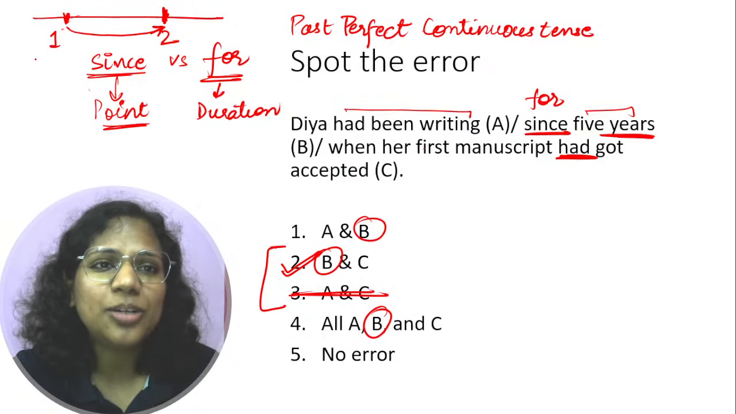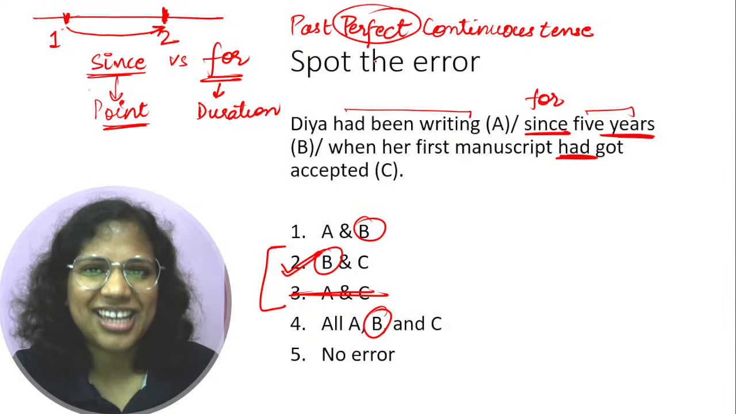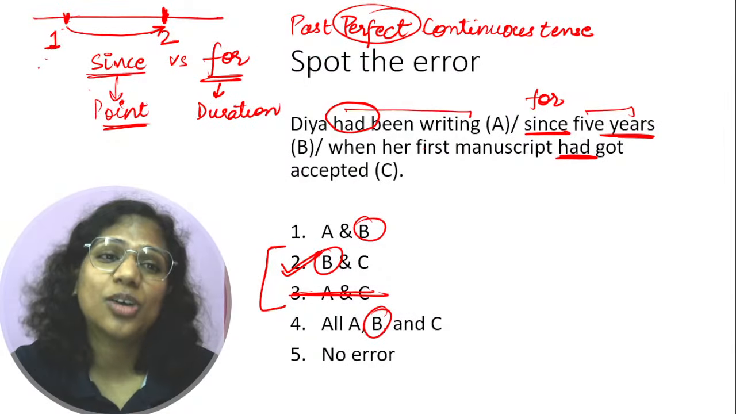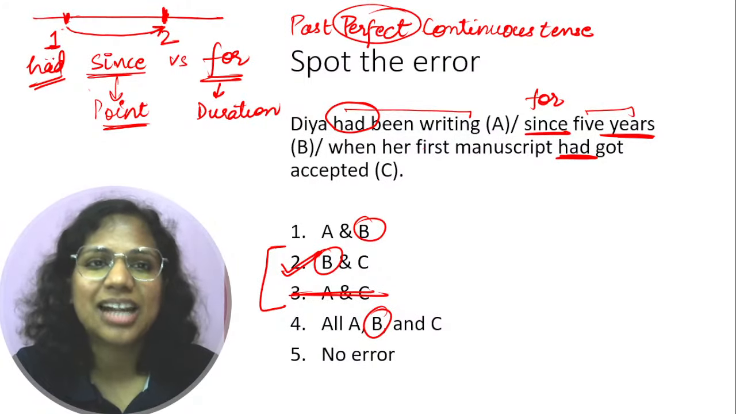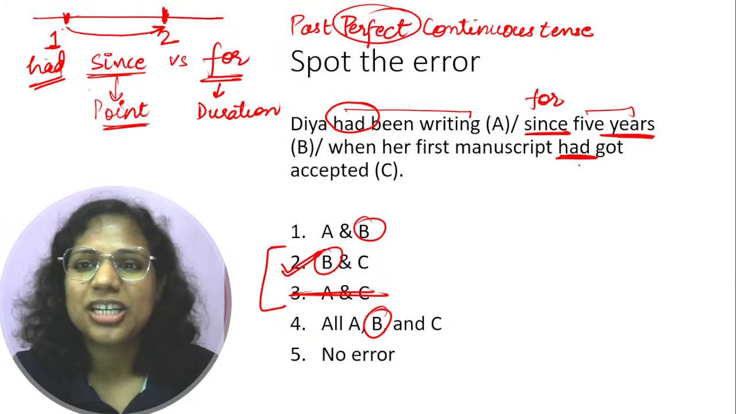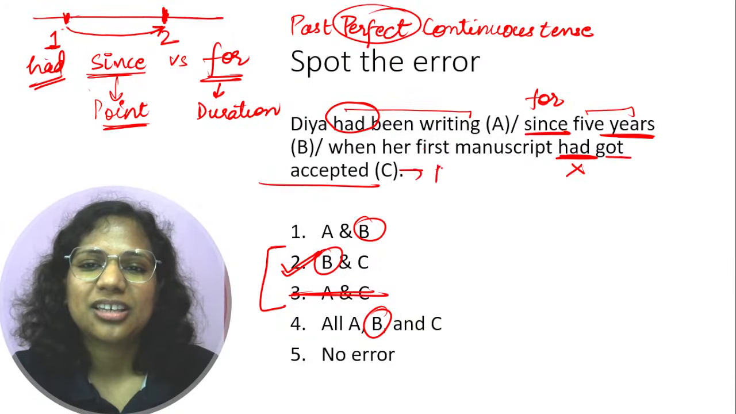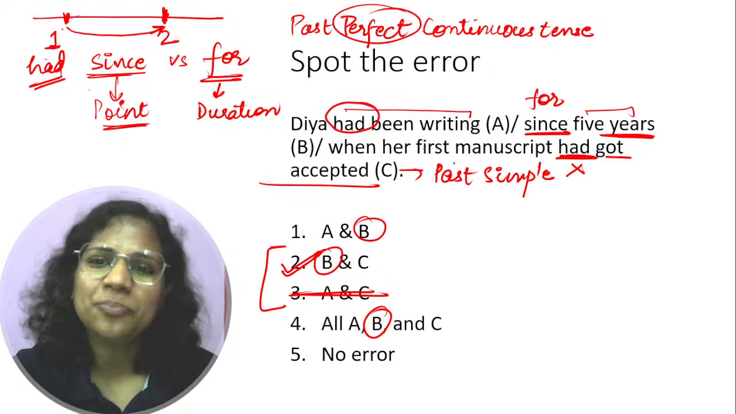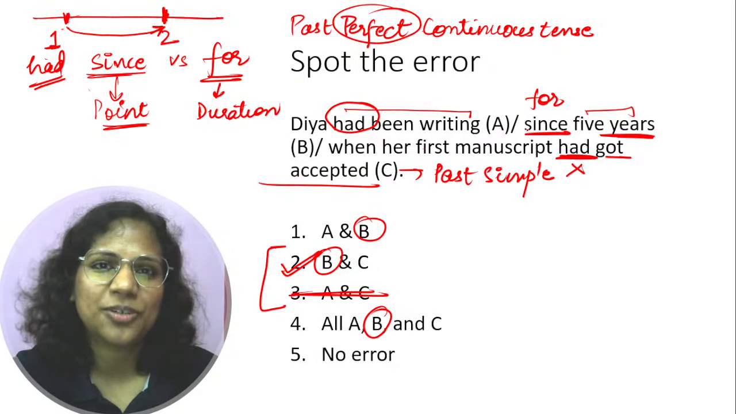So Diya had been writing, और perfect मतलब completed, right? So perfect वाले action के साथ जो पहले start हो गया था उसके साथ हम लगाते हैं had. ये पहले start हो गया था, इसके साथ had आना चाहिए. ये वाला तो बाद में हुआ है ना, मैन्यूस्क्रिप्ट बाद में एक्सेप्ट हुई है, इसके साथ had नहीं आता, यहाँ पर past simple आता है. We use the past simple here. Okay, when her first manuscript got accepted, not had got accepted.